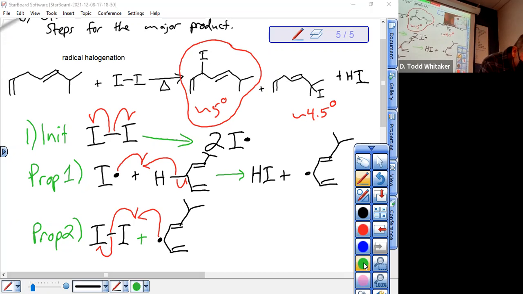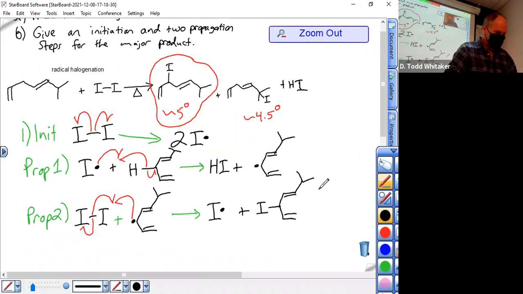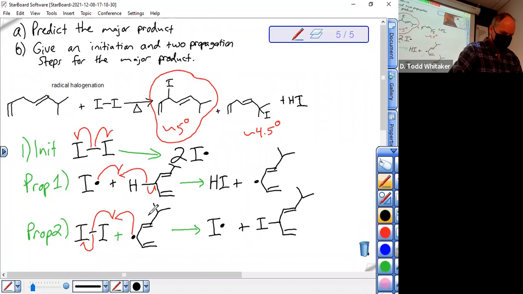And you're generating your other product and iodine radical. And this is where the majority of iodine radicals will be made and then used in Prop 1. And you make your product, which we circled already. And that's the end of that. That's all it asked for. So we got initiation, Prop 1, Prop 2. This be 6 points. It's not a big one. And that's all.